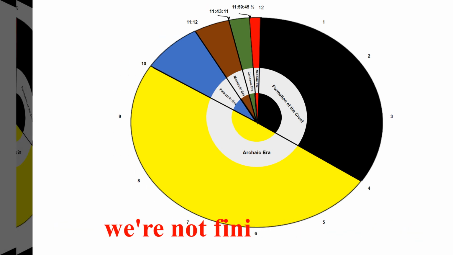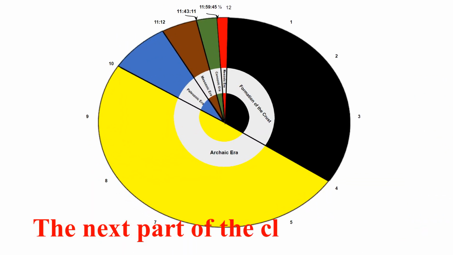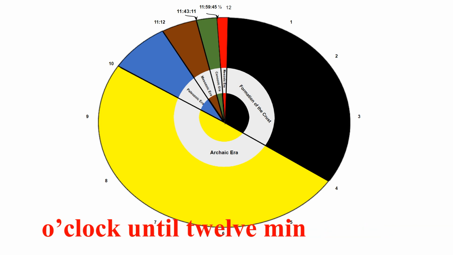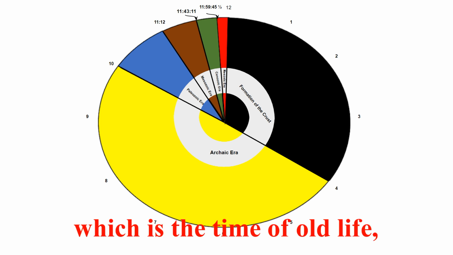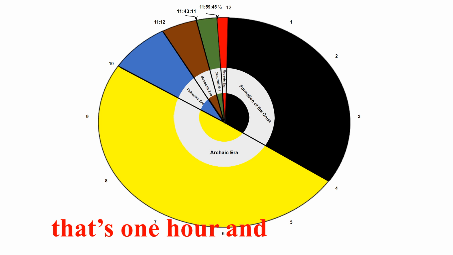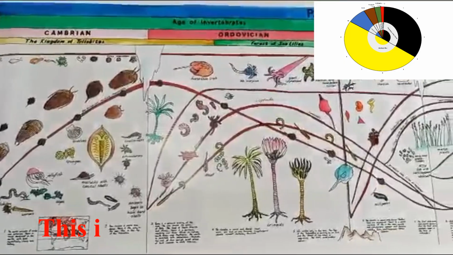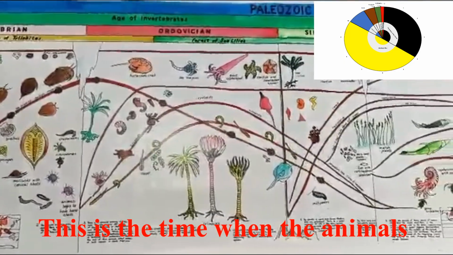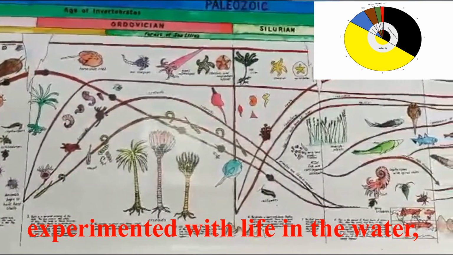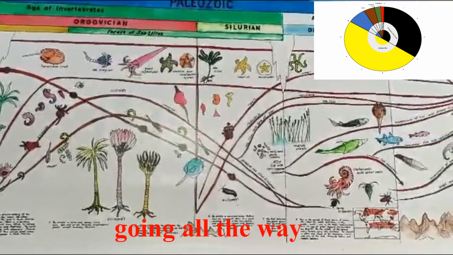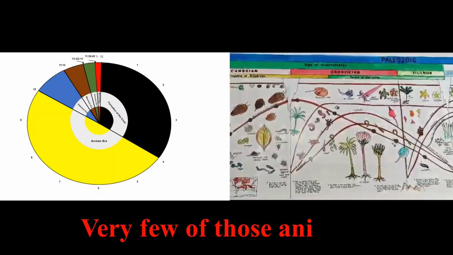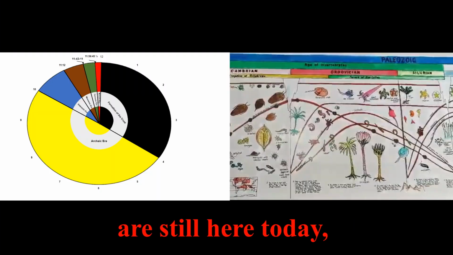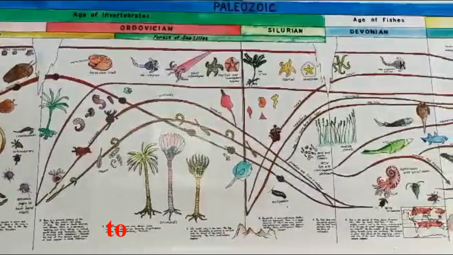We're not finished yet. The next part of the clock from 10 o'clock until 12 minutes past 11 is the Paleozoic era, which is the time of old life. That's 1 hour and 12 minutes. This is the time when the animals experimented life in the water, going all the way up to the time when the fish appeared. Very few of those animals are still here today, or they have changed to look very different.